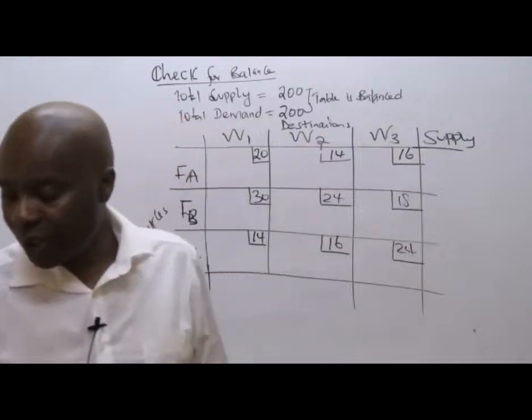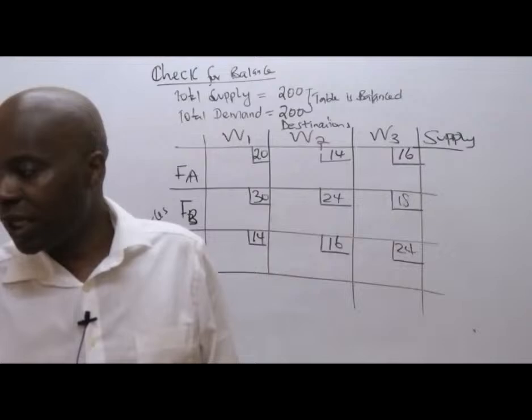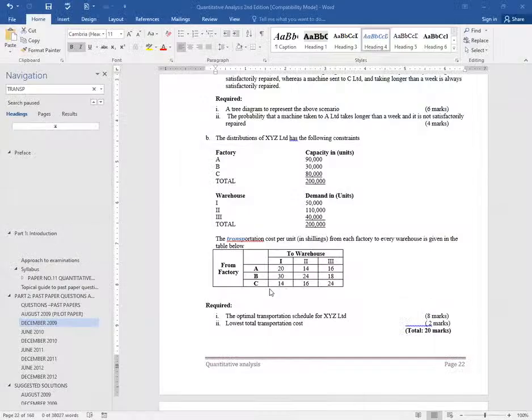So if you look at our question, they have given us the supply, the capacity. A will give us 90. Remember, my figures are in terms of thousands of units. B supply is 30. C supply is 80. And then warehouse 1 demand is 50, warehouse 2 is 110, warehouse 3 is 40.